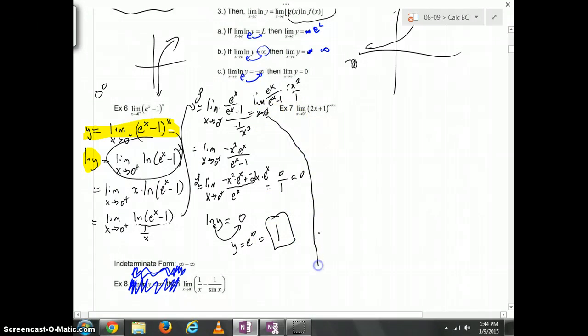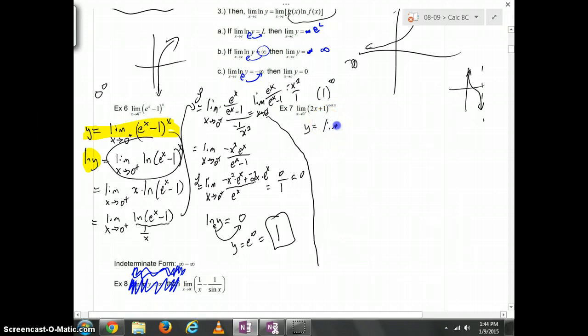Let's take a look at number 7 real quickly. Plug in 0 from the right. The inside of the parentheses is going to 1. Cotangent, if you looked at the graph of cotangent, hopefully you remember it looks something like so. And we'd see as 0 is approached from the right, we'd be going towards infinity. Again, it looks like we'd have 1 raised to the infinite power.